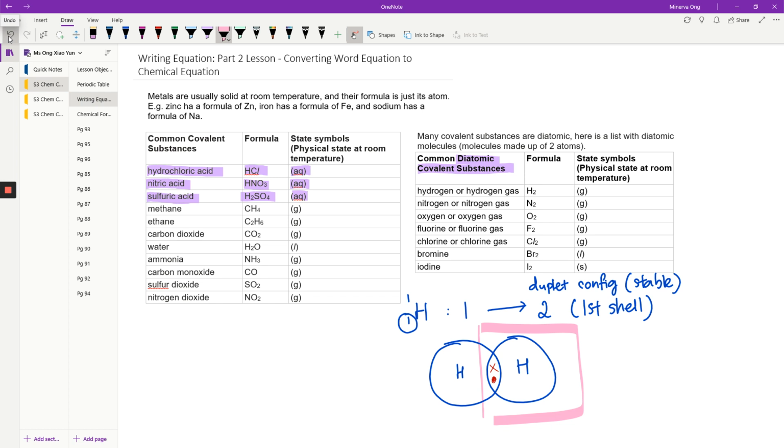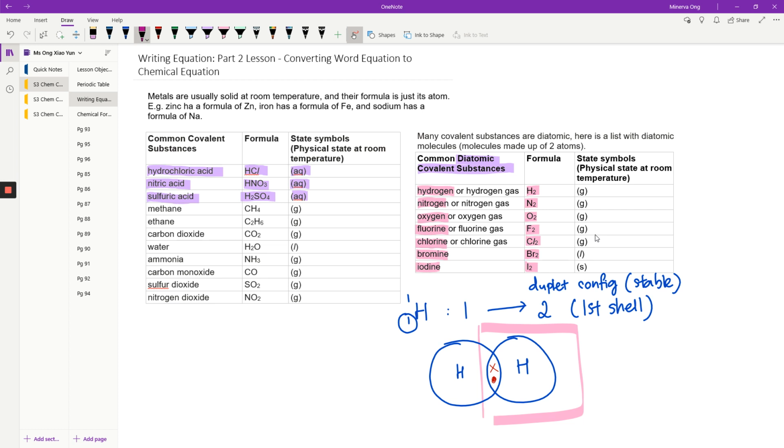Okay, so for hydrogen, nitrogen, if they are written in the word equation without the word gas, they are all taken to be the diatomic molecules. So these are the formulas you need to take note of. And these are the state symbols at room temperature, their physical states as such.